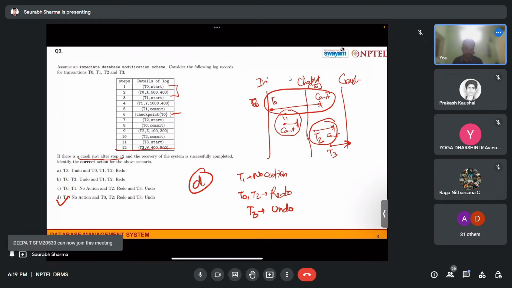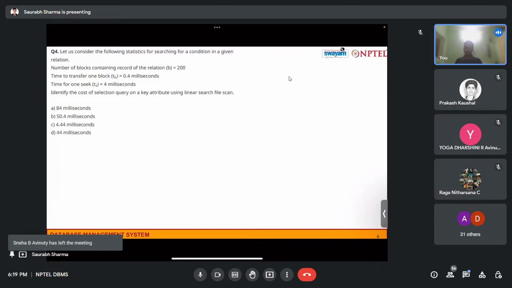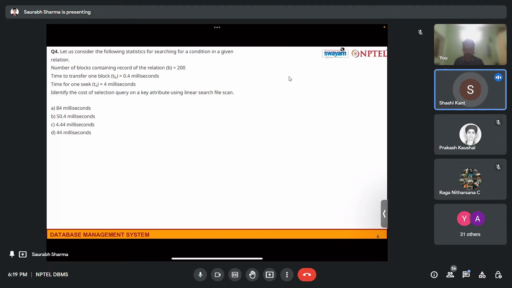Now consider this question. I have a question regarding the precedence graph. When we create the graph, do we create an edge when a read is happening after a write? Yes, where there will be a conflicting pair. We just see the conflicting pairs.